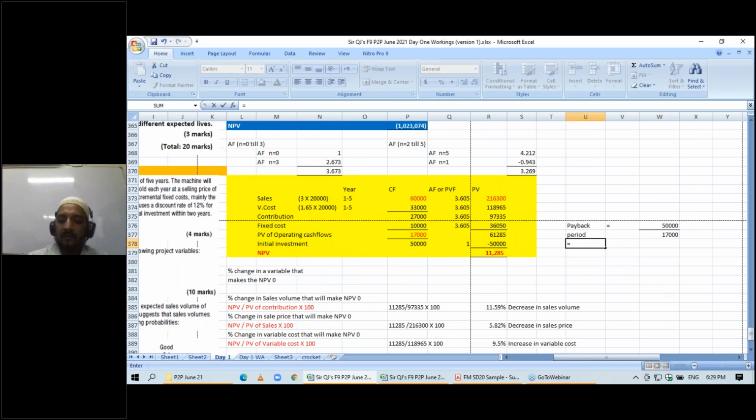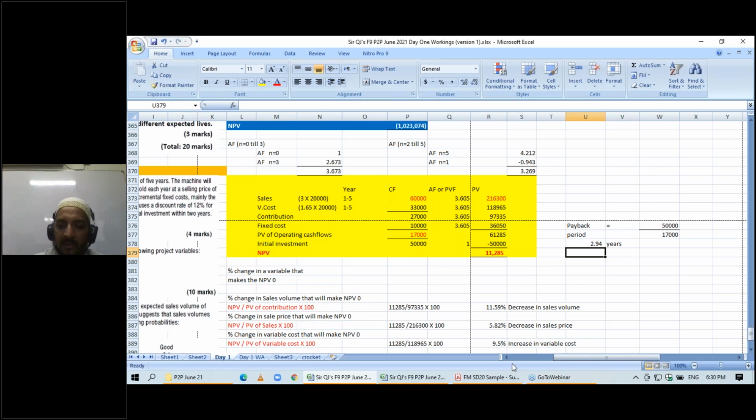So it is 50,000 divided by 17,000 every year you are getting. So around 3 years. So in 3 years time, $2.94, you will be paid back. In less than 3 years, your 50,000 are returned.